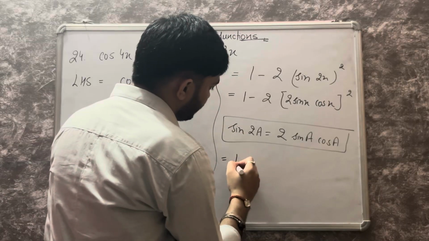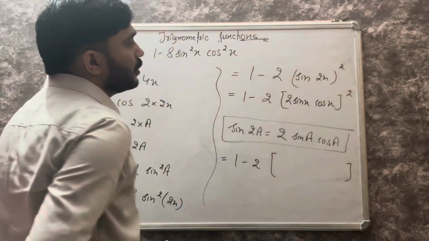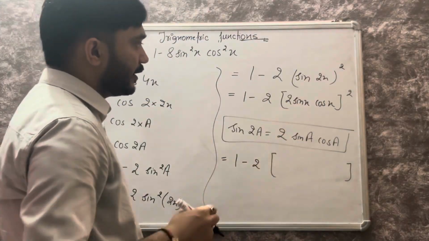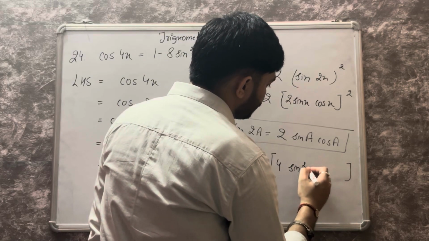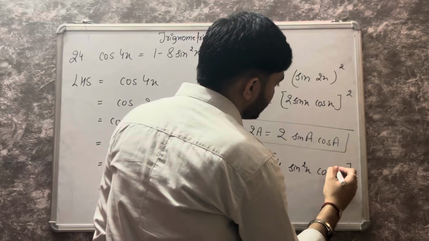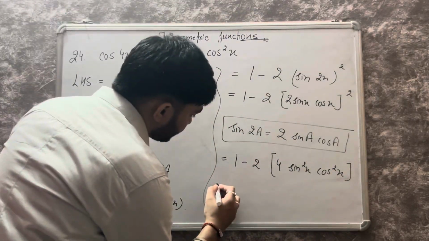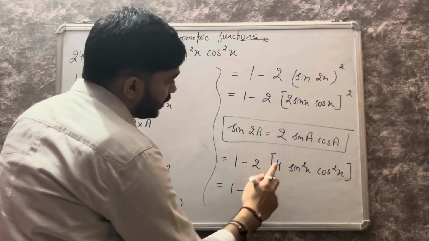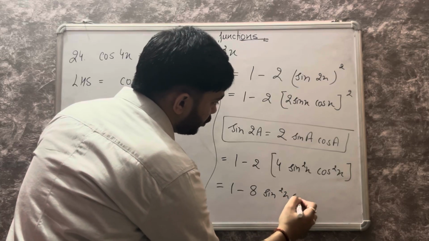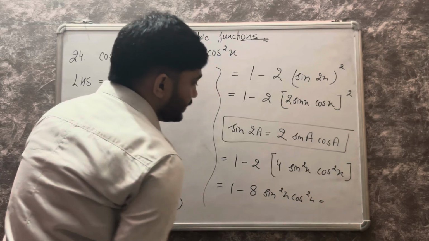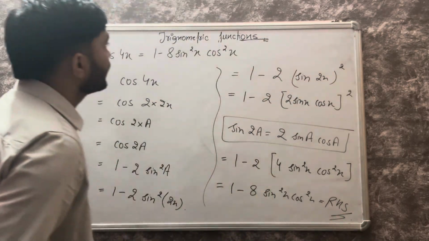After that we are left with 1 minus 2. Do the square of everything inside the bracket. 2 square is 4, sine square is sine square x, and cos square is cos square x. So after that we will get 1 minus 2 multiplied by 4 is 8, sine square x into cos square x. That's the answer of the question and equal to the RHS. Any doubts?